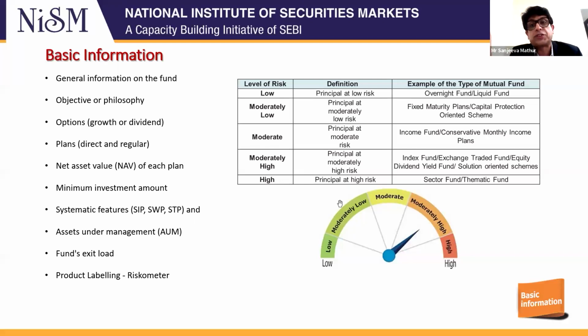Low: principal at low risk. Overnight fund, liquid fund. Moderate: principal at moderate risk. Income fund, conservative monthly income. Moderately high: principal at moderately high risk. Index fund, etc. High: principal at high risk. Sector fund, thematic fund. Obviously, if I put all my money in a sector fund, high risk, high return. That's why when I showed you that slide of debt and equity with that graph, sector funds were the highest risk, but high risk, high return. It depends on the risk profile, on investment horizon, and your goal, definitely.